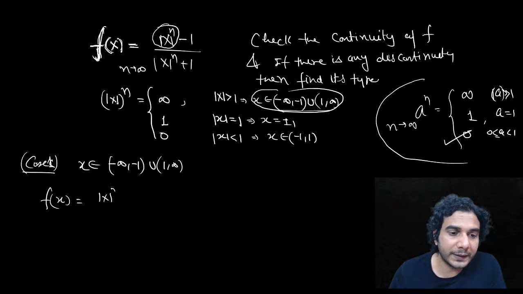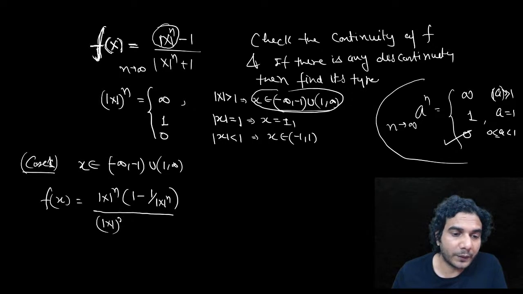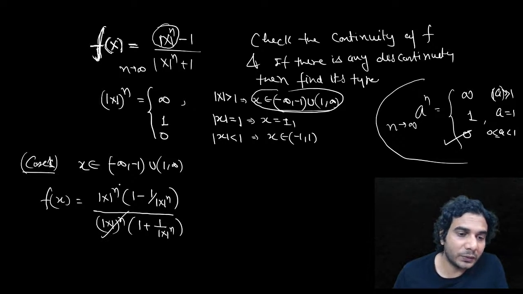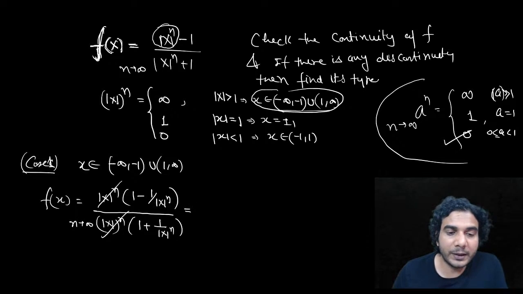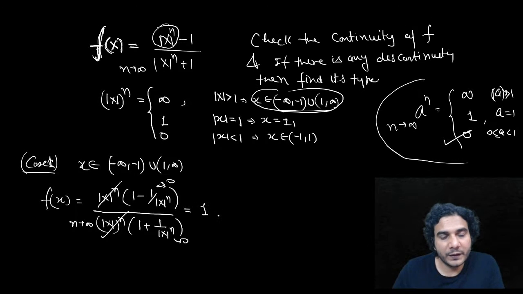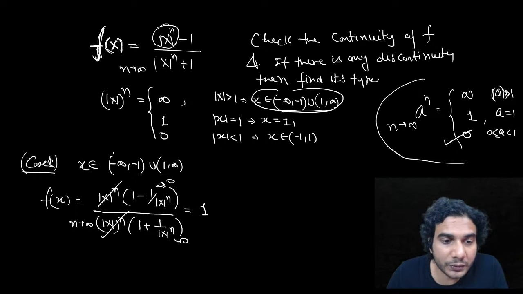So mod of x raised to n we will take common, and it is going to be 1 upon mod of x raised to n, right? That was the concept in infinity by infinity. Take the largest term common. So mod of x raised to n common from the denominator also. It is going to be 1 upon 1 plus mod of x raised to n, right? Now these two terms will get cancelled, and the limit as n approaches infinity: 1 upon infinity will be 0, this is 0, and this is also 0. So 1 upon 1 is 1. So we have got f(x) equal to 1 when x belongs to this interval.